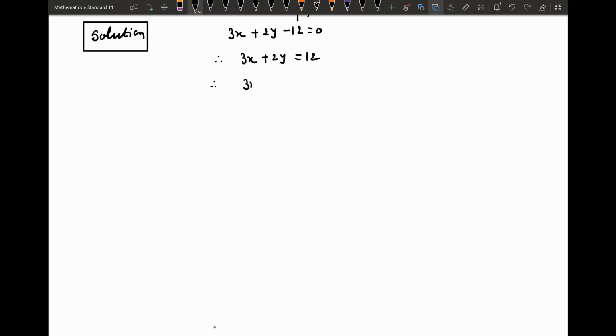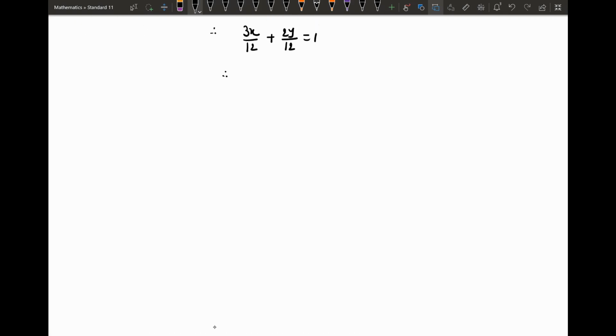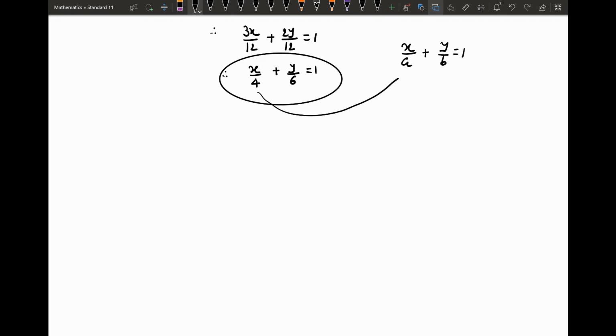So 3x by 12 plus 2y by 12 equal to 1. Simplification is x by 4 plus y by 6 equal to 1. Now you can observe this is in the standard form x by a plus y by b equal to 1. So x intercept is 4 and y intercept is 6.